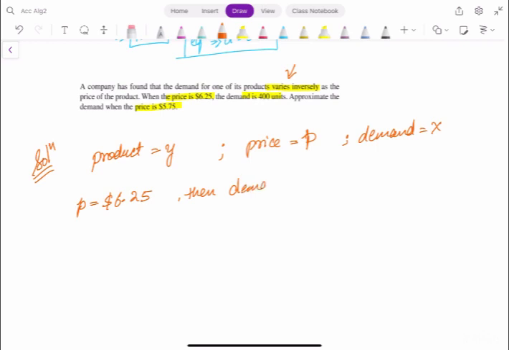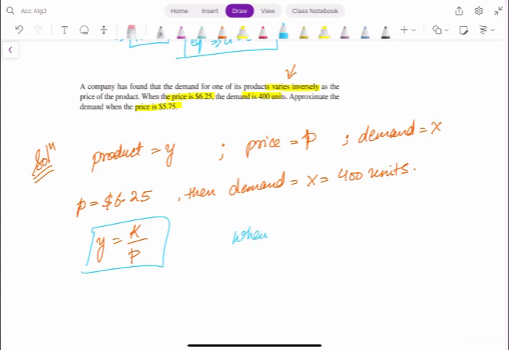We will do it in a different way. The price of the product is given as 6.25, and at that time the demand was 400 units. Now they want you to calculate the demand. What will be the demand when the price will be 5.75? So I can say y is equal to k over p, where p is nothing but my demand, right? The demand was 400, that was the final output that we are given.